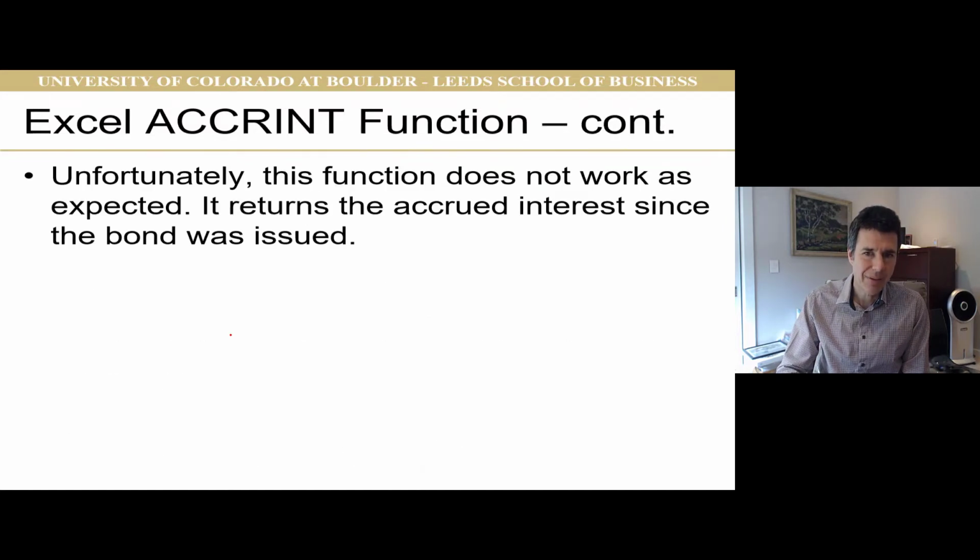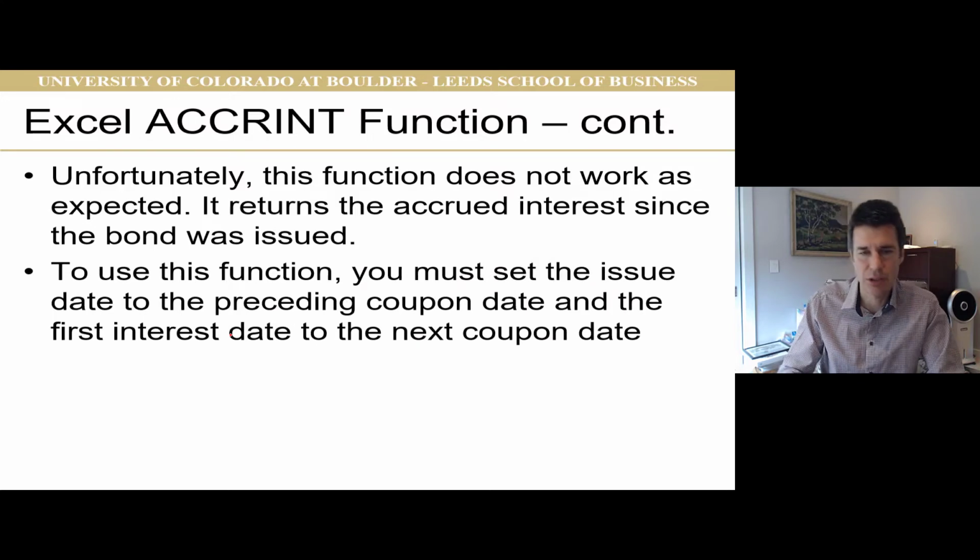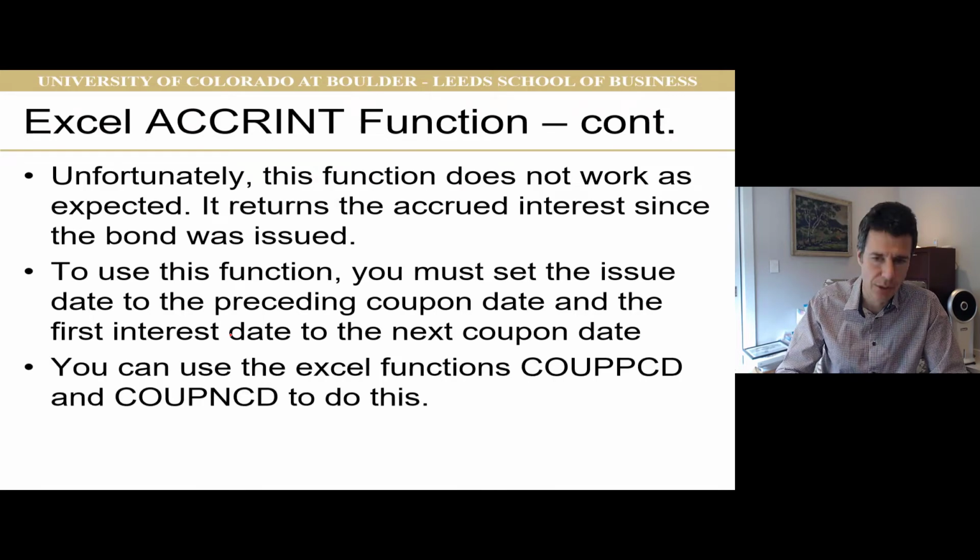Now, those first 2 parameters are a little strange. If you put in the actual issue date and the next interest, it will calculate the accrued interest since the beginning of the bond, since when the bond was issued. As far as I'm aware, no one really cares about that calculation. So it's a little bit of a strange implementation. So you have to use the preceding and next coupon date and use COUPPCD and COUPNCD.